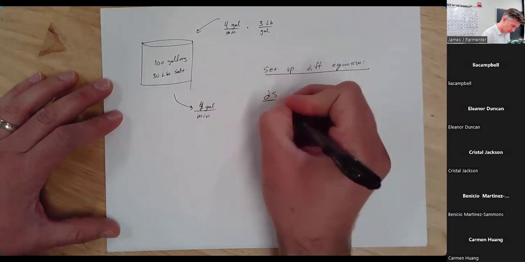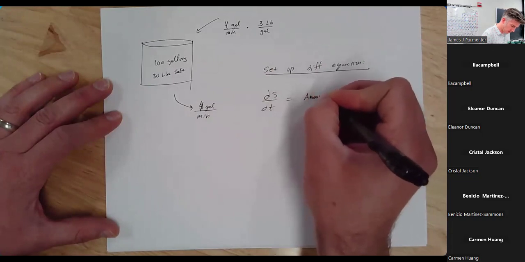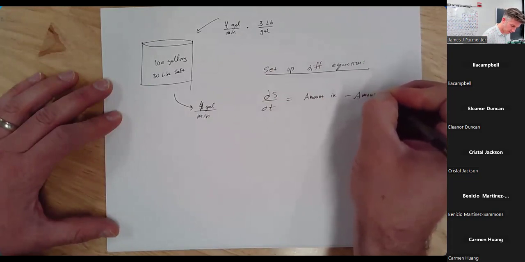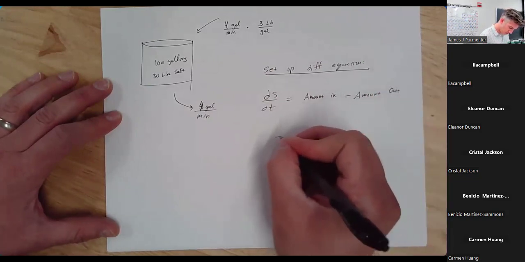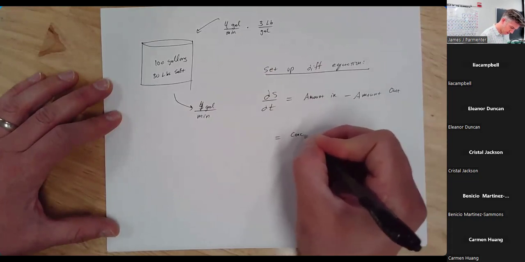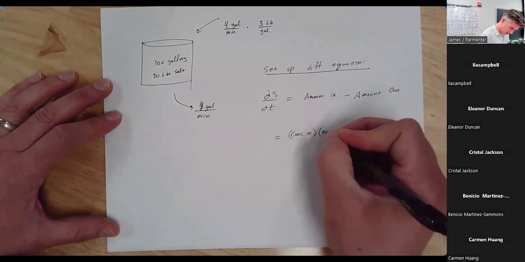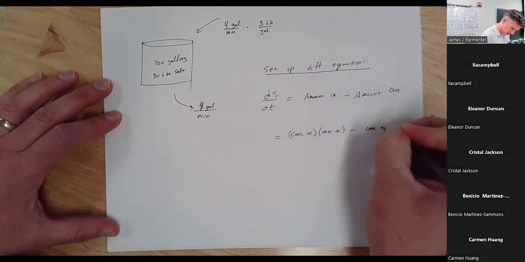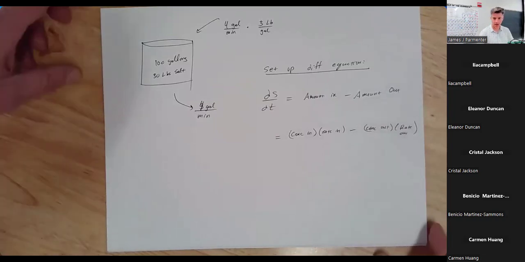I'll help you out. The rate of change of salt should be the amount of salt going in minus the amount of salt going out. I'll help you even more. It's the concentration in times the rate in minus the concentration going out times the rate going out. Okay, I'll give you a minute.